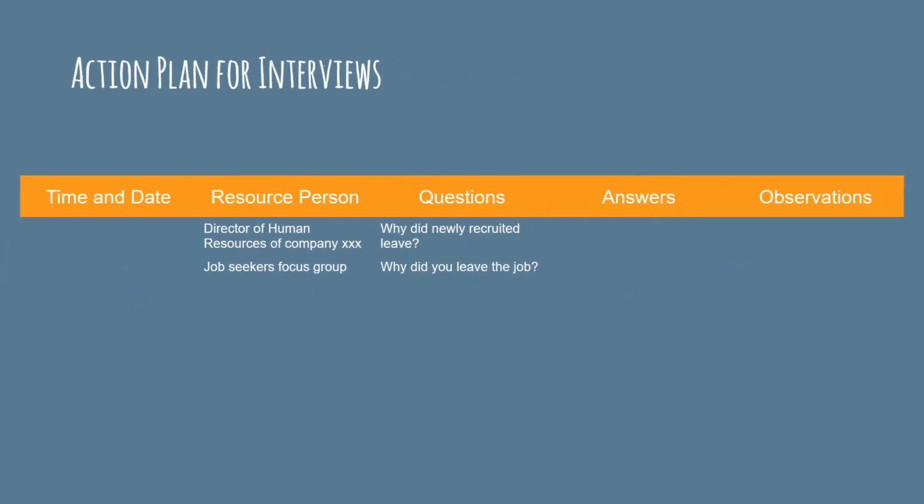Now enter this information into a table that structures your action plan for the interviews. In addition to the date and time and the person who is to conduct the interview, list all the questions you want to ask. After the interview, enter the answers in keywords and note any other observations you should keep in mind. The action plan is then also a summary of the interviews you conducted. However, it does not replace a much more detailed protocol of each interview.